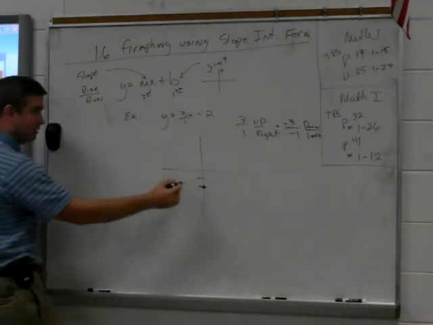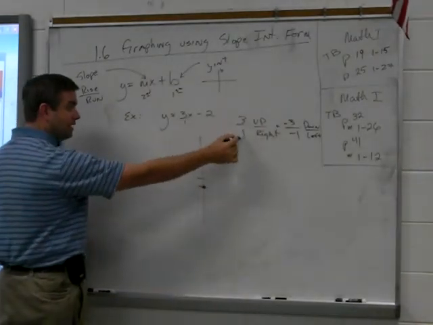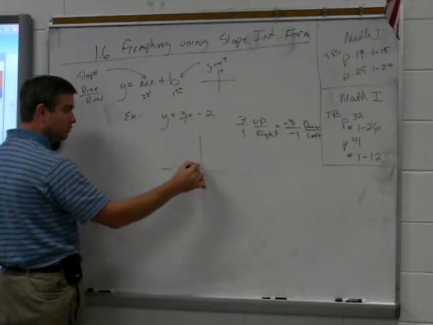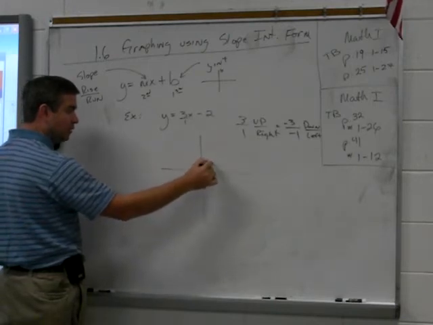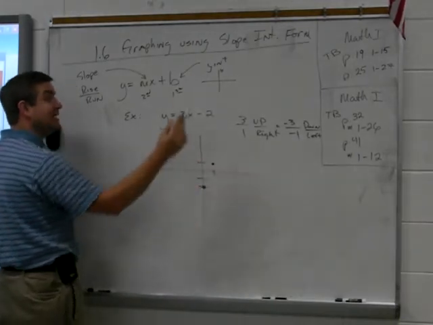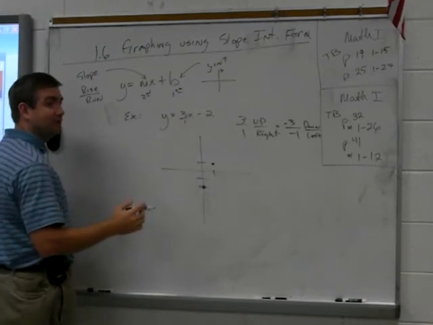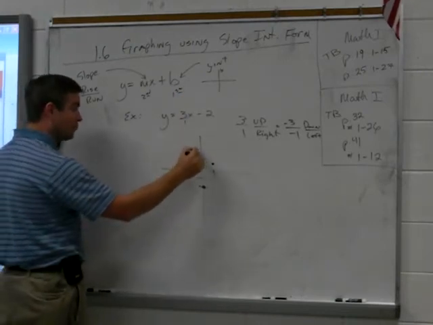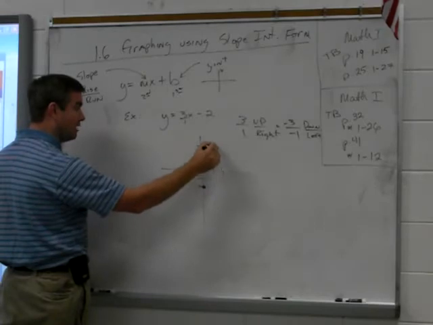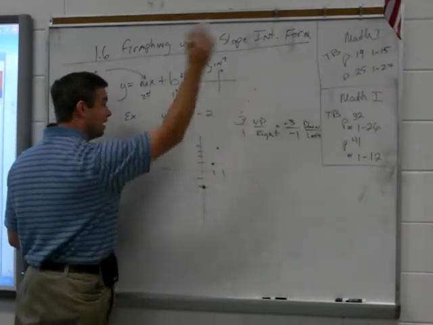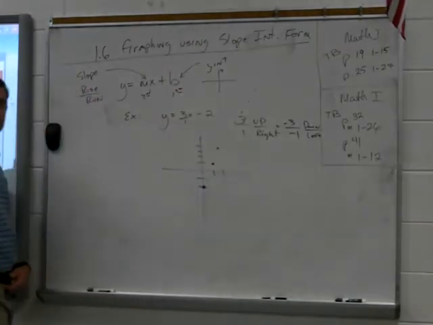We start here, and we go up 3 and right 1. Up, 1, 2, 3, and we go to the right 1 and we put a dot. I can continue going in that direction if I wanted to. I can go up 3 more, 1, 2, 3, and to the right 1. I can continue, and these dots would be all the way out, forever and ever.